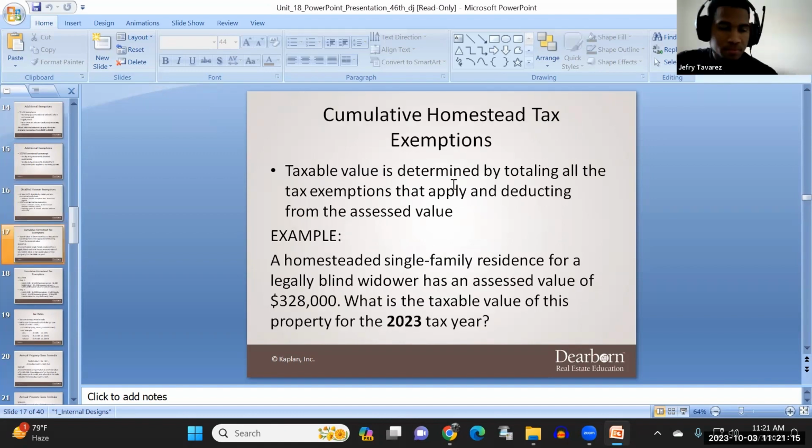Got it. So let's look at the cumulative homestead exemptions. Let's do an example. The taxable value is determined by totaling all the tax exemptions that apply and deducting from the assessed value. So a homestead single family residence for a legally blind widower has an assessed value of $328. What is the taxable value of this property for 2023? What do you think it is?